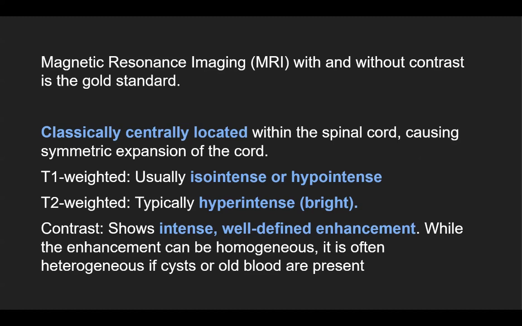T1 weighted, isointense to hypointense. T2 weighted, typically hyperintense. Contrast uptake is usually homogeneous. They enhance really well, but sometimes they might not enhance, and not enhancing does not mean that the tumor is low grade. I think I have made this a very good point to remember throughout these sessions. Enhancement is not a very good judge of the grade of the tumor.